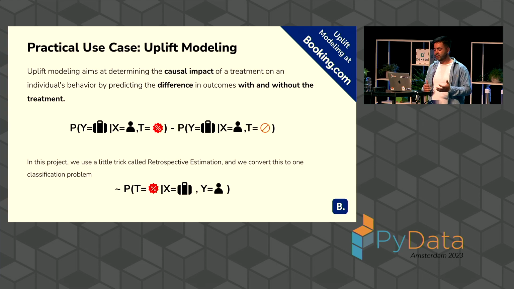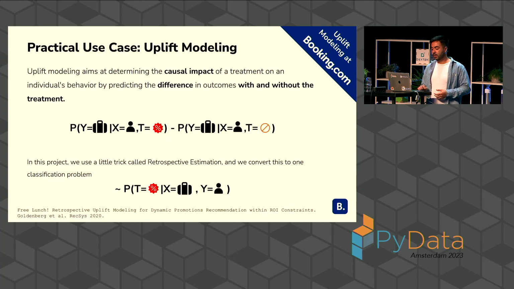In this project, we use a little trick that we call retrospective estimation, where we convert this to a classification problem with just one model. Instead of predicting the conversion, we predict the promotion probability given a customer, given that he's already going to convert. If you want to know more about this, take a look at the paper "Free Lunch! Retrospective Uplift Modeling" that we presented at RecSys 2020 from my team.